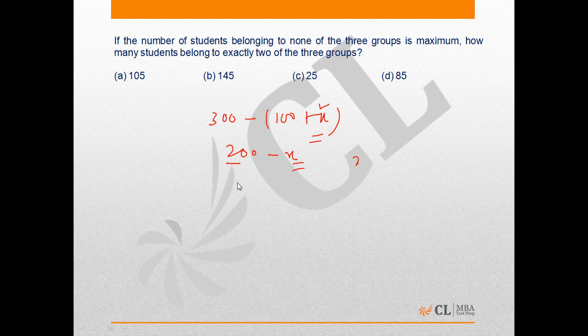Therefore the value that X takes in this problem is 20, and we have to find the number of students who belong to exactly two of the three groups, and it is 45 minus X plus 40 minus X plus 60 minus X. On substituting X equals 20, this sum comes out to be 85, which is option D. So that's all in this set.